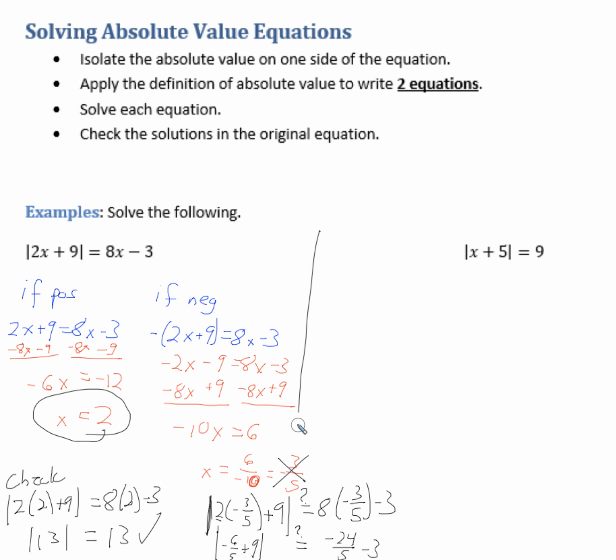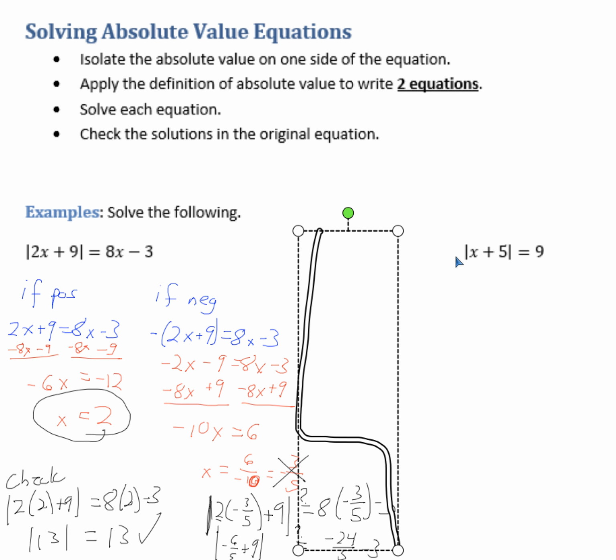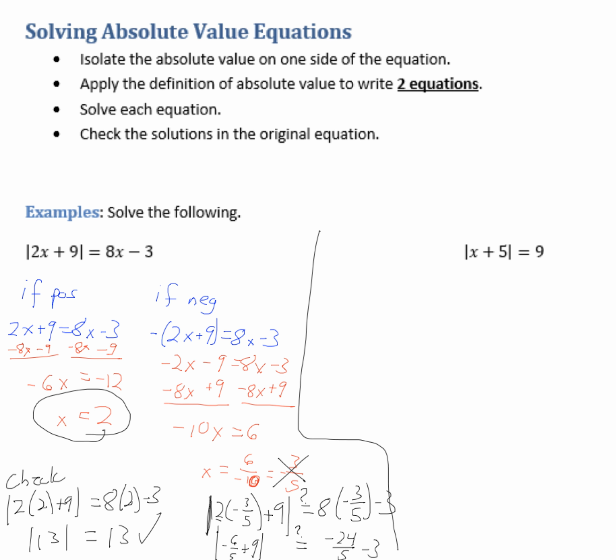All right, next one here. Let's separate this here. And we want to solve this. We want to isolate it. Well, it is isolated. We want to apply the definition. So if x plus 5 is positive, we know that the absolute value of a positive is itself. So we just keep this the same, is equal to 9.